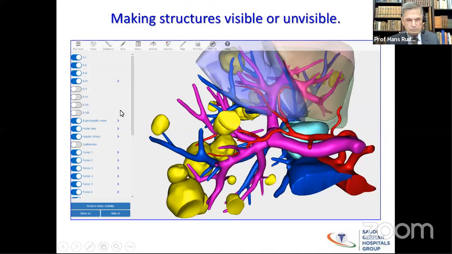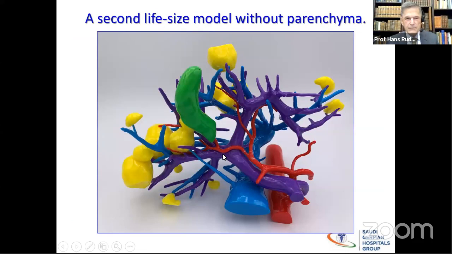We can make structures visible or invisible as we like, by putting them on or off. Here we made the parenchyma of the left lobe invisible and saw the single metastasis, here in segment 8. And we have a second life-size model without the parenchyma as well, which we can rotate in our hands and look for all the vessels. Still the same patient here, with all the vessel structures.